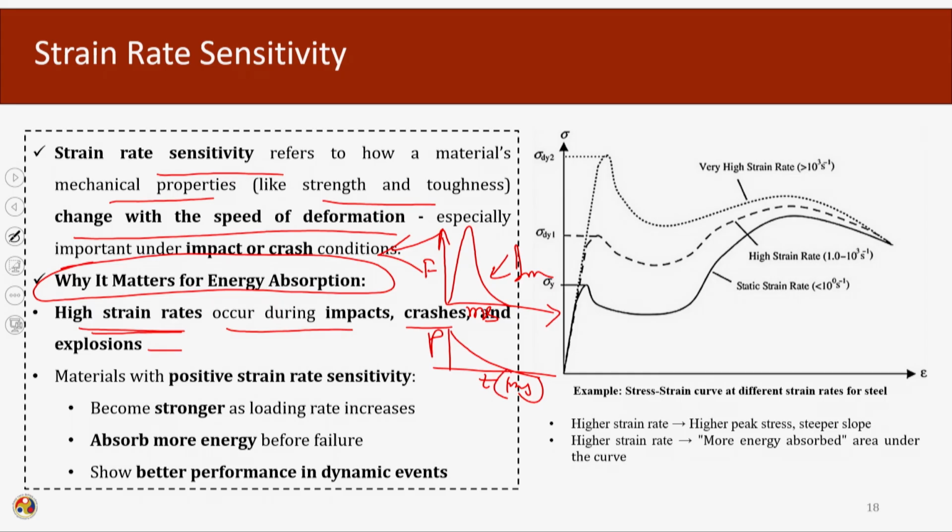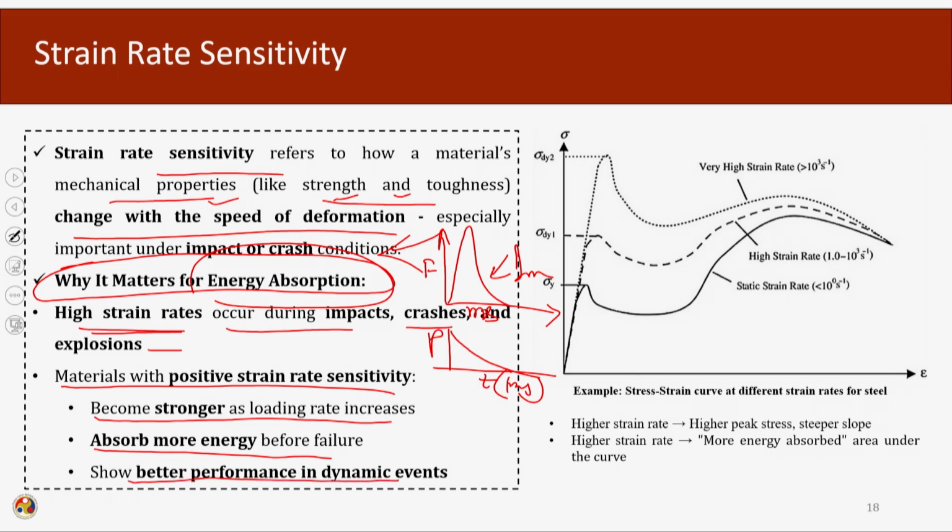During this event, the physical properties, such as strength, modulus of elasticity and toughness, change, and the total area under the energy absorption curve also changes. These are very crucial for analyzing the energy absorption capacity of different materials. There are materials with positive strain rate sensitivity: they become stronger as the loading rate increases, absorb more energy before failure, and show better performance in dynamic events.